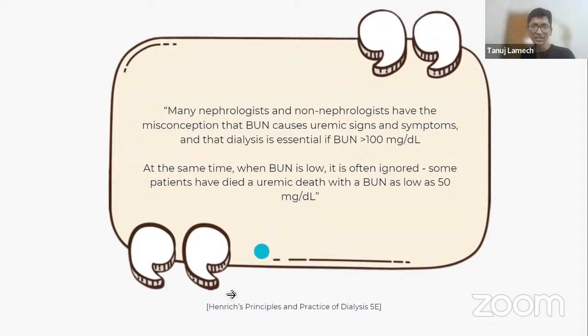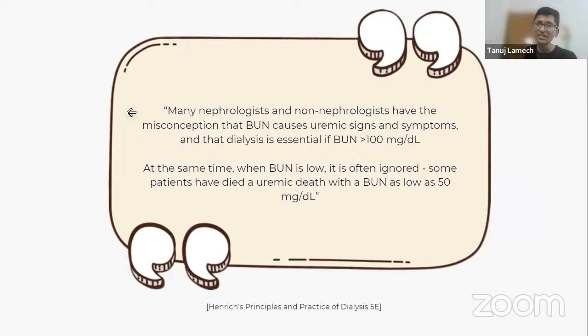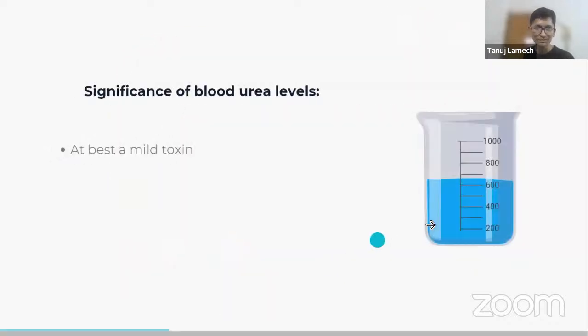And this is a very interesting sentence from Henrich. He says, many nephrologists and non-nephrologists have this misconception that BUN causes the uremic signs and symptoms, and that dialysis is essential if BUN is more than 100 or if urea is more than 200. This is false. At the same time, when BUN is low, it is often ignored. Again, this is a mistake. He says some patients have died a uremic death with a BUN as low as 50. That is a urea of 100. So you can die of uremia when your urea is relatively low. This happens when we fail to notice that urea is actually a poor marker of uremia.